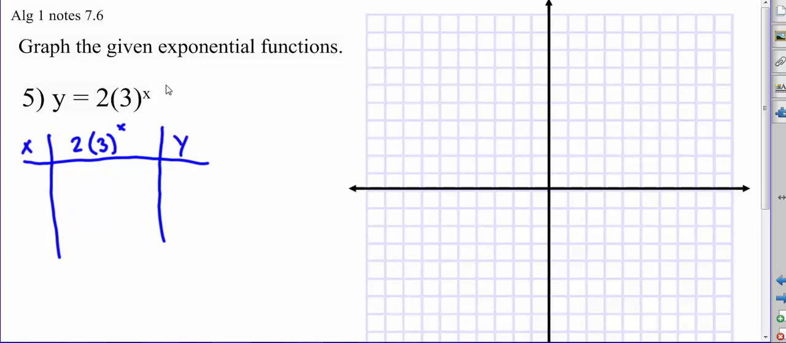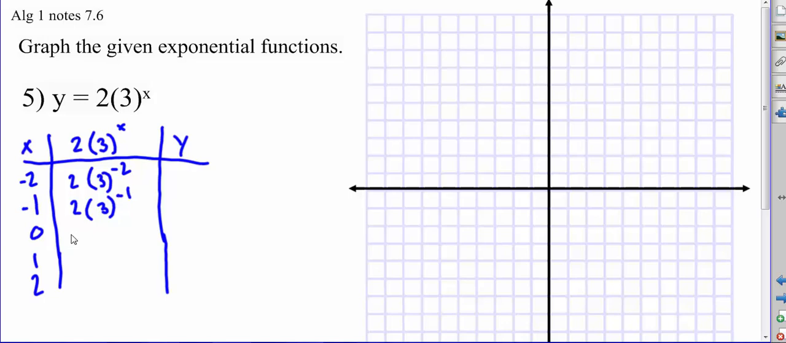So we have to choose good values for x. Any number would actually work. It's really important with exponential graphs that you consider negative values and positive values so you can get an idea of what the data is going to look like. So my graph is going to be with input values of -2, -1, 0, 1, and 2. So what I'm doing now is I'm plugging in -2, -1, 0, 1, and finally 2 into this so I can see where the y values are going to come from.